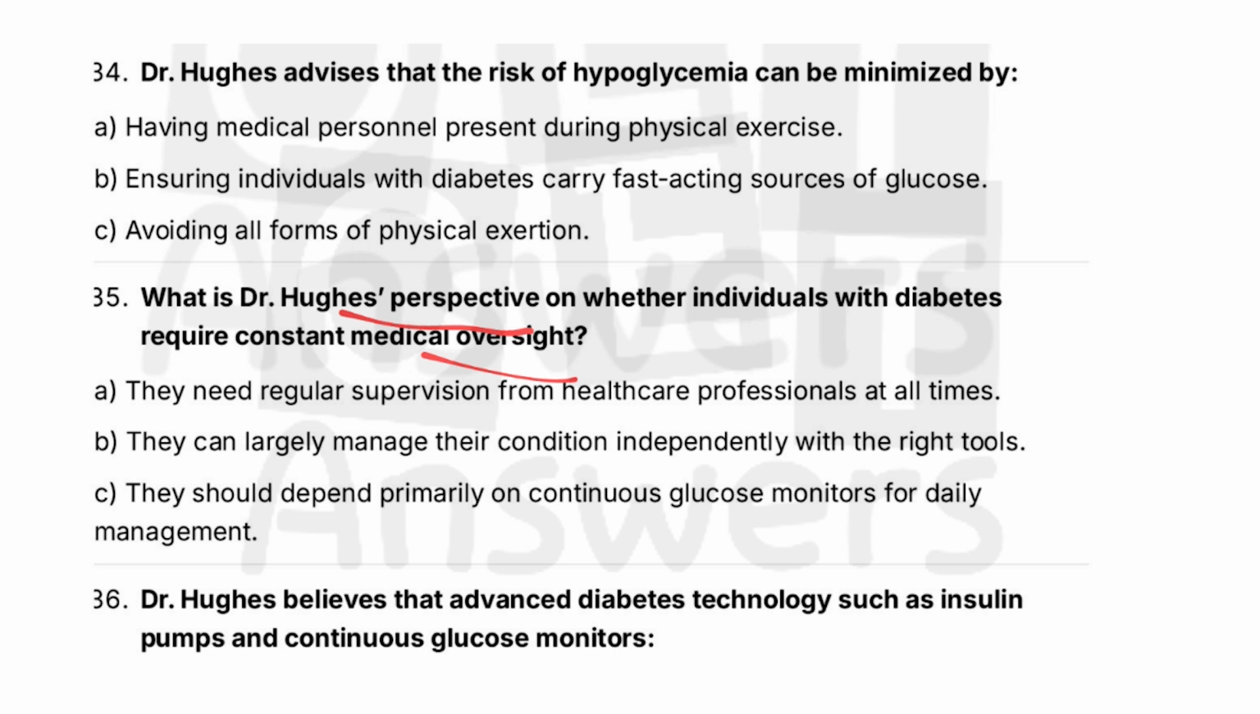Look at option A: they need regular supervision from healthcare professionals at all times. "They" indicates individuals with diabetes. Regular supervision is about constant medical oversight from healthcare professionals at all times. We can see option B is different: they can largely manage their condition independently with the right tools. By itself, you can understand clearly. They can manage with the right tools, meaning glucometers, insulin, and other management devices.